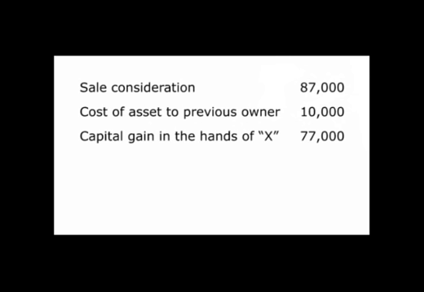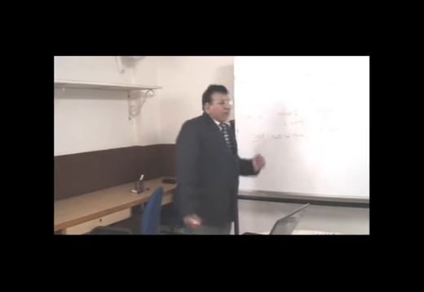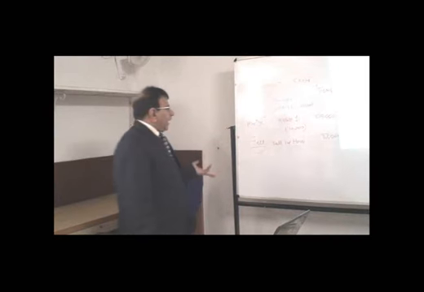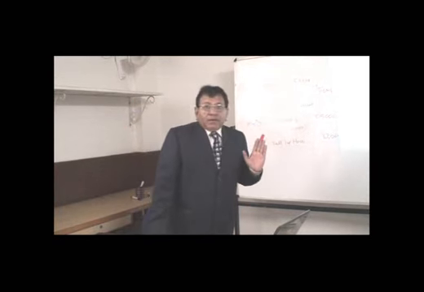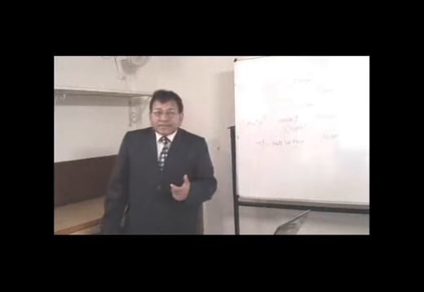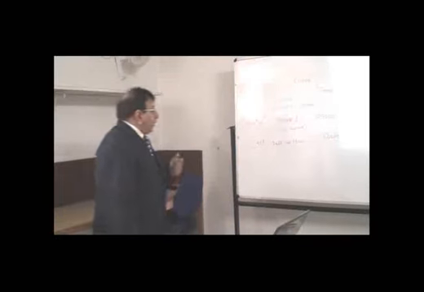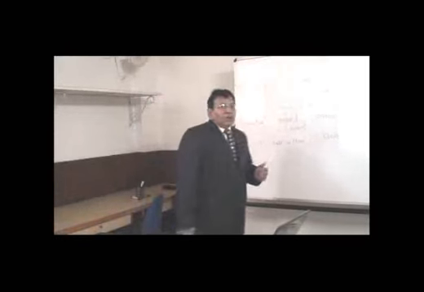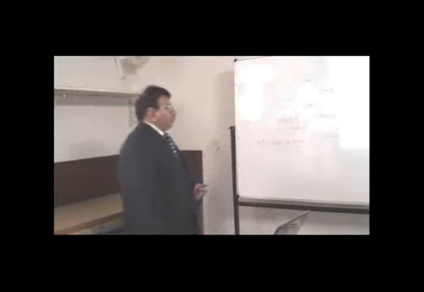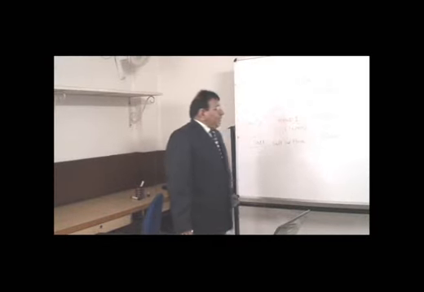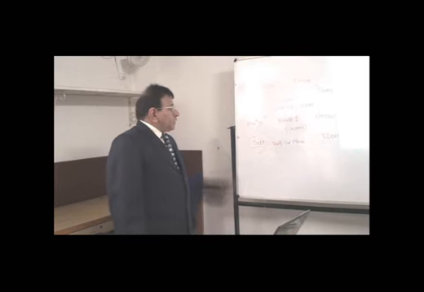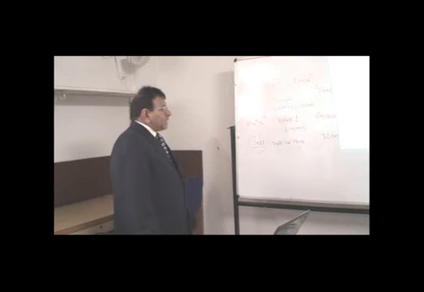So long as a member of the HUF receives any property out of the partition, at that time he is not required to pay any capital gain. But later on, if he sells the property and any capital gain arises, then he will have to pay not only the capital gain on his account, but also on account of the capital gain which could have been paid by the HUF. So 77,000 would be the capital gain in his hands.